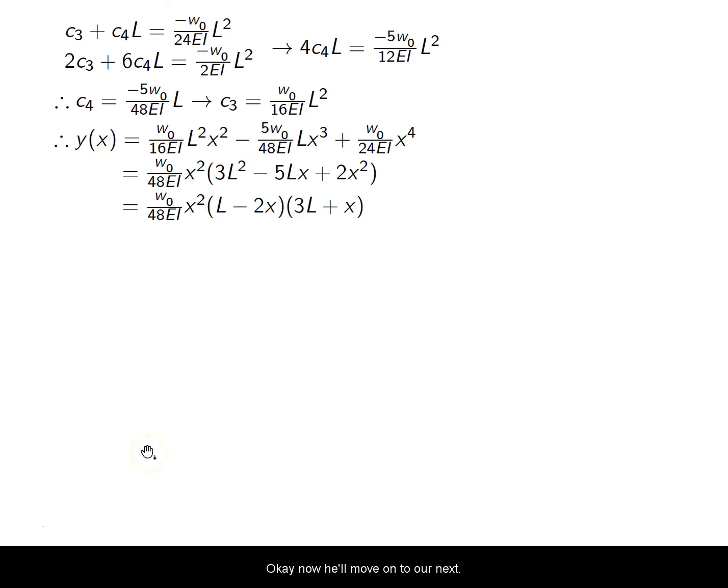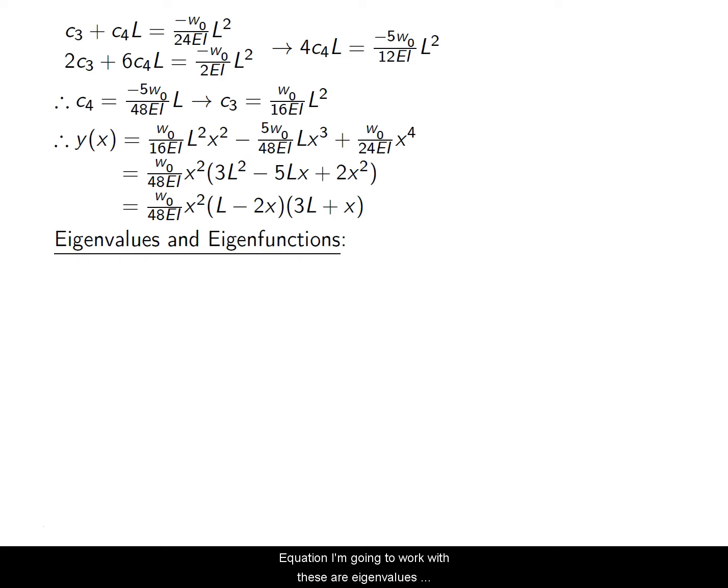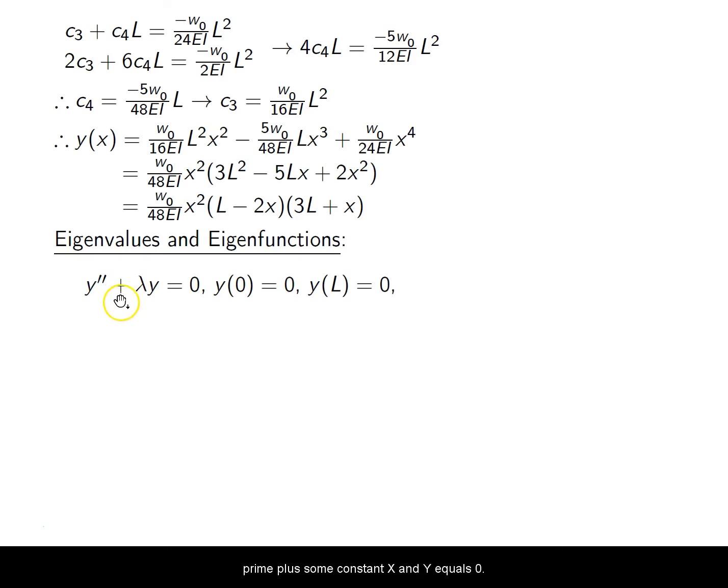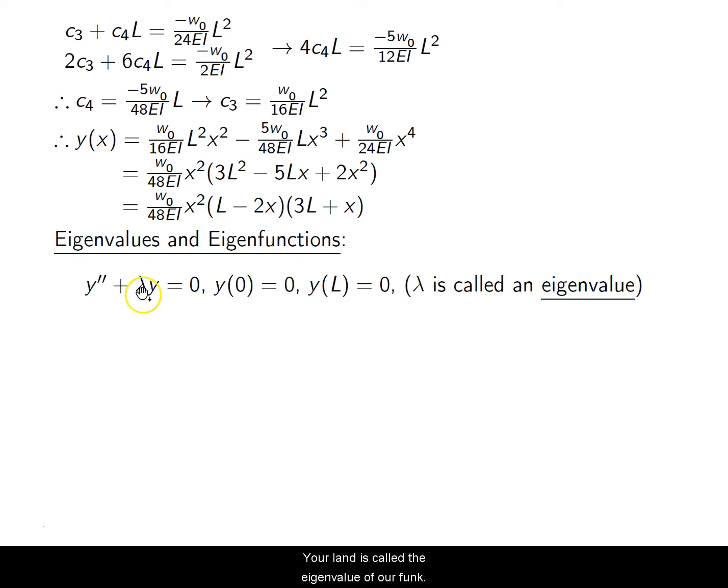Okay, now we're going to move on to our next sort of equation that we're going to work with. These are eigenvalues and eigenfunctions. Now these have the form of y double prime plus some constant times y equals 0. And then these are our boundary conditions. So y of 0 is 0, and at the boundary we are also going to be 0. Okay. Here lambda is called the eigenvalue of our function. So there's 3 cases.